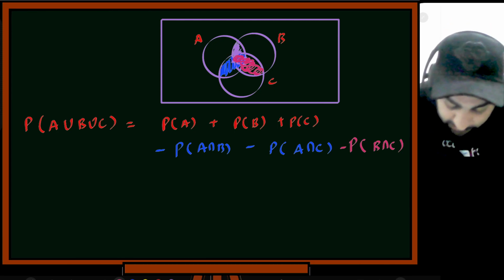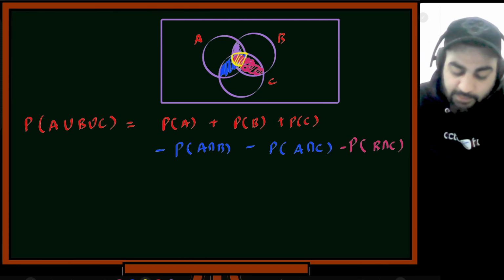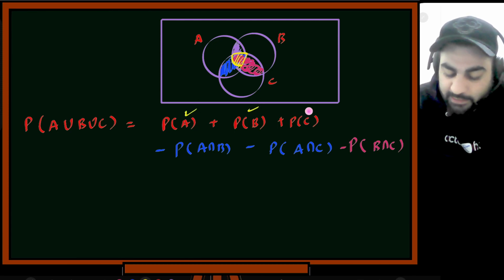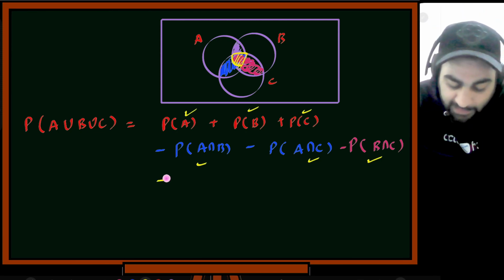If you see this smaller portion, which is the intersection of all of these, it was counted once in this, then in this, then in this. Then it was removed from this, from this, from this. Okay, but still we need to count it once at least. That's why we'll add it one time.